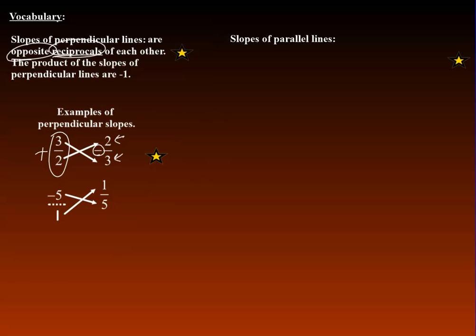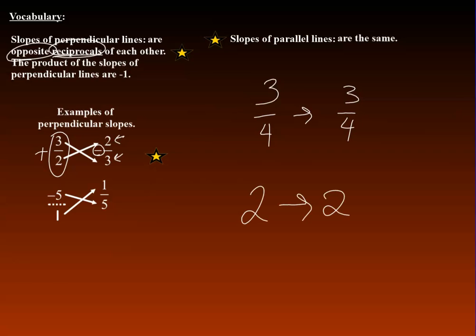Second vocabulary, slope of parallel lines. Slopes of parallel lines are the same. So really simple, if your slope is 3/4, the parallel line is also going to be 3/4. If you have a slope of 2, the parallel line is also going to be a slope of 2. That's it. Slopes are the same.